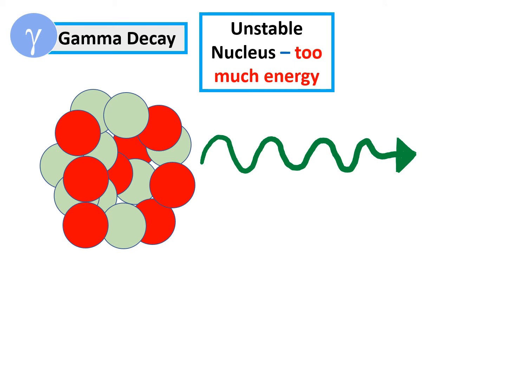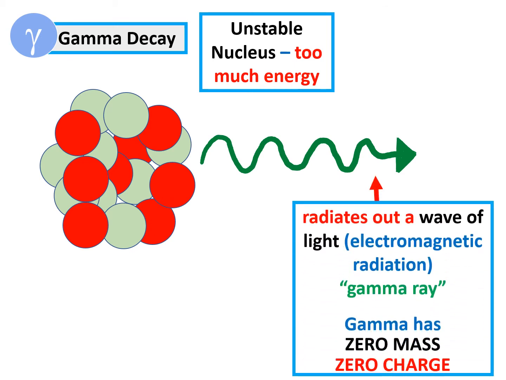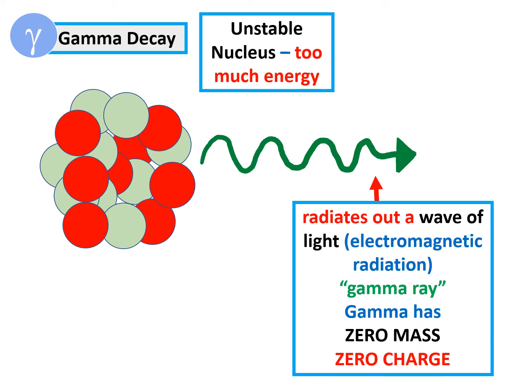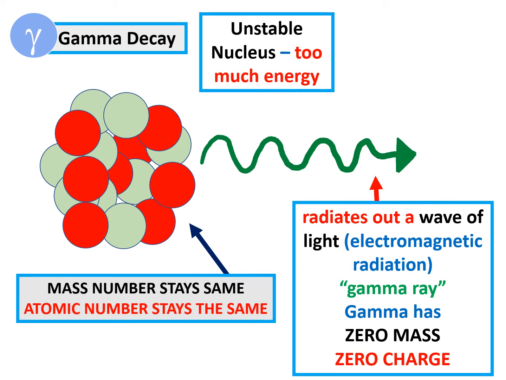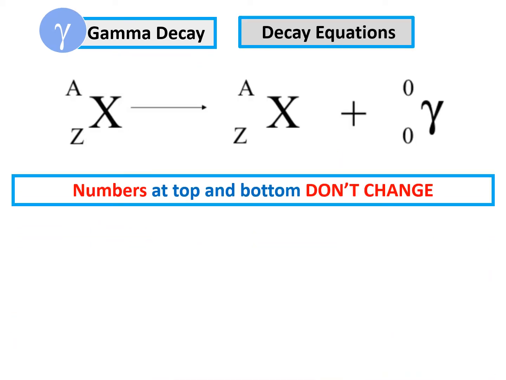In gamma decay, the unstable nucleus has too much energy, so it kicks out a gamma ray photon. The gamma ray has 0 mass and 0 charge, so the mass number stays the same and the atomic number stays the same. So in general, we write down the equation for any element undergoing gamma decay as that. Notice that gamma decay is the only type of radioactive decay that doesn't change the element that you've got. Any other radioactive decay changes the element that you have.